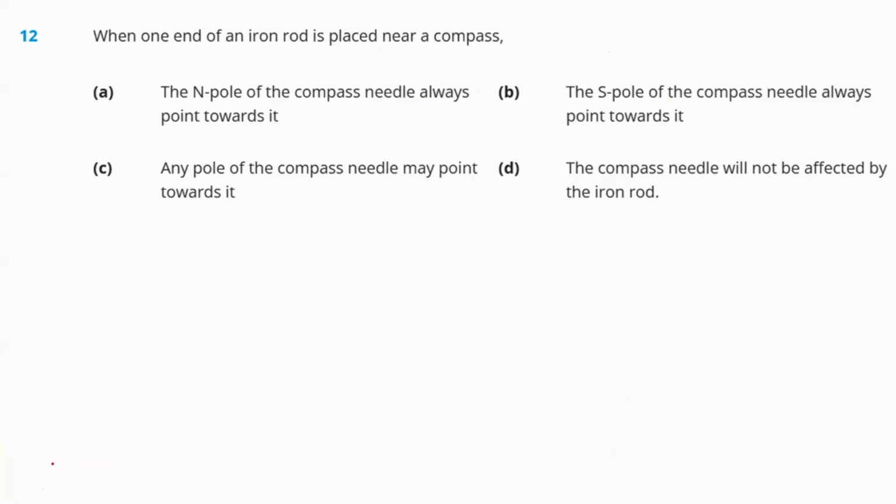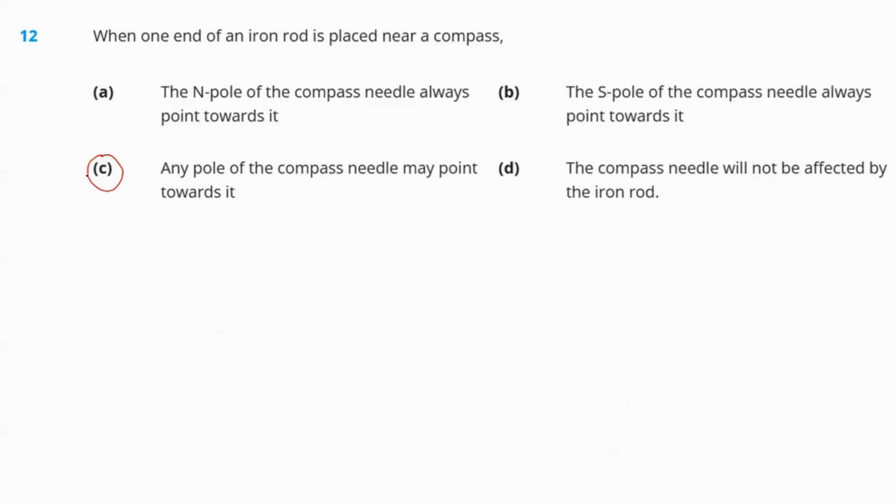Moving on to question number 12. Question number 12 says, when one end of an iron rod is placed near a compass, the end pole of the compass needle always points towards it. The south pole of the compass needle always points towards it. Any pole of the compass needle will not be affected. So everybody, it would be any pole of the compass needle may point towards it.